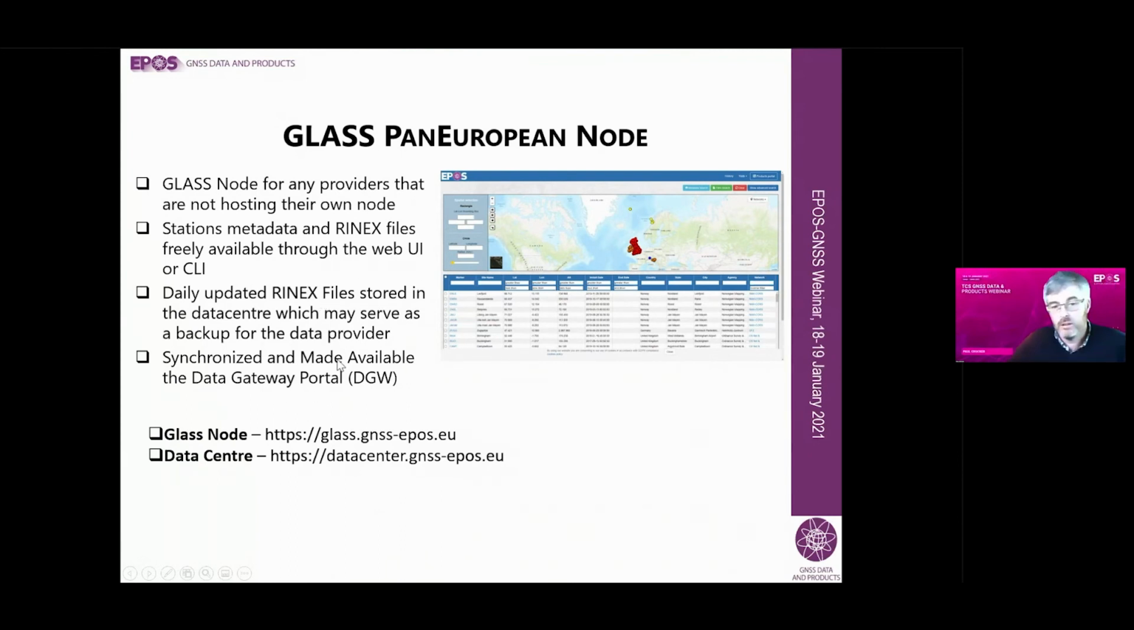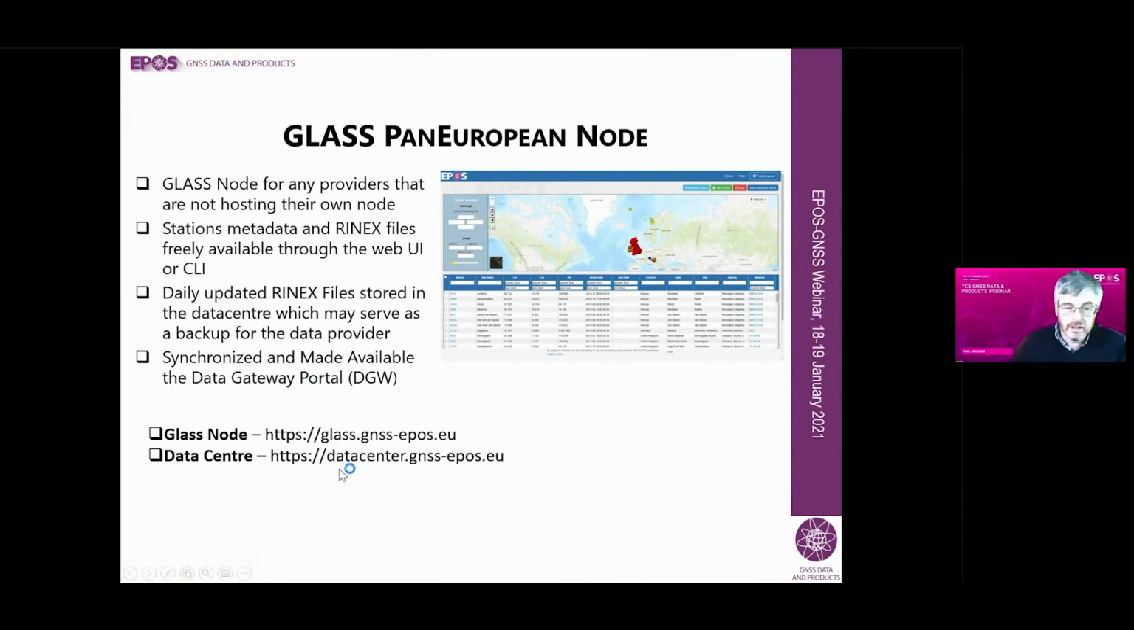So in this case, you will need to contact one of the people responsible for this node and ask if it's possible to make your files available. You will have to organize some sort of way of letting us access your RINEX files in order to extract the relevant metadata and run the relevant quality tools. And then all this can be synchronized and made available at the data gateway.